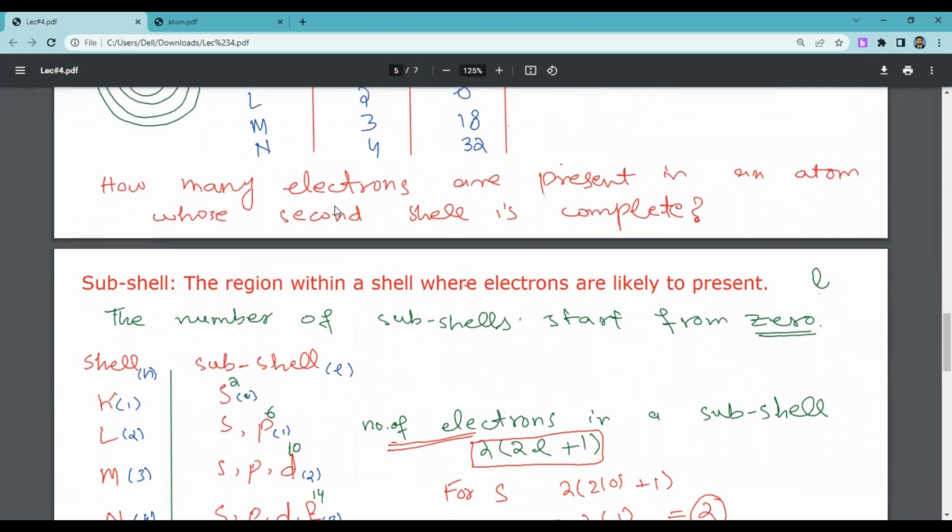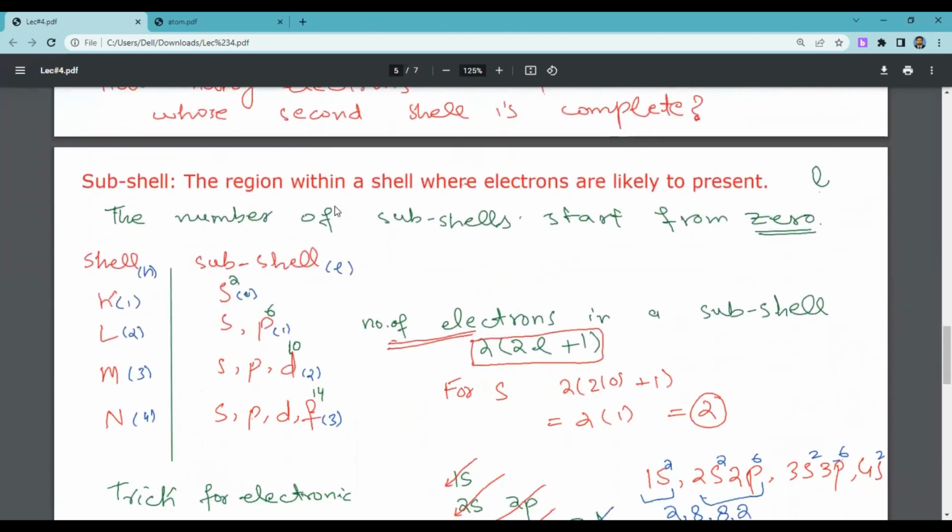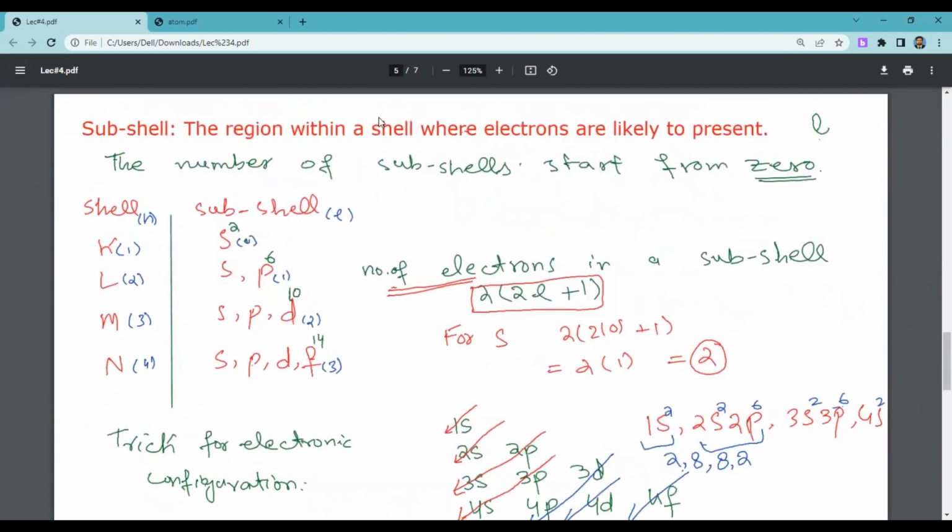Now we see something about the concept of subshell, and then we will talk about electronic configuration. What is meant by subshell? Subshells are actually regions within a shell. It means that electrons are present in a shell, and then shells are divided into subshells. We are specifying more the place of electrons in a shell. After subshells, we also divide into orbitals, but that is not included in our topic. It is the region of a shell where electrons are likely to be present. The number of subshells starts from 0. The subshell number is also denoted by l.